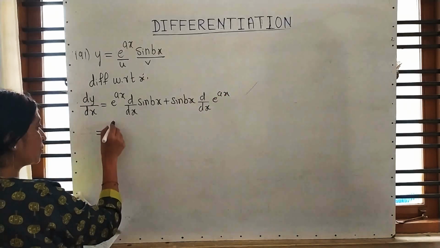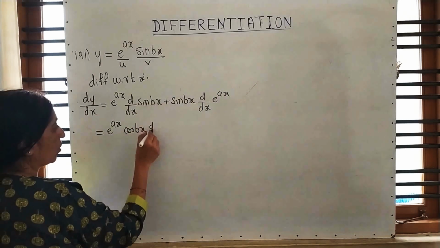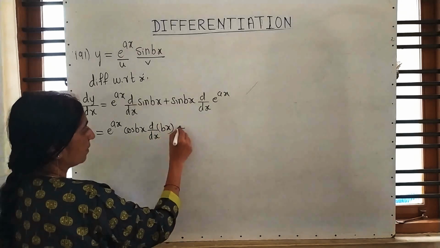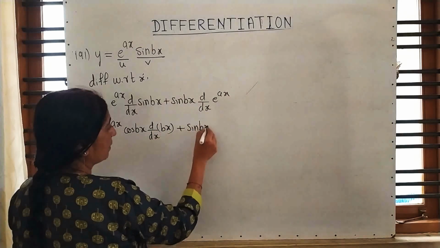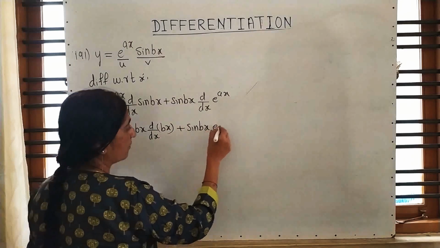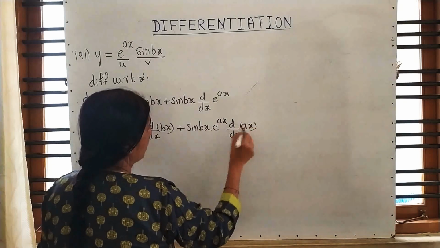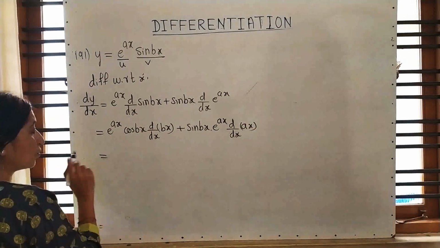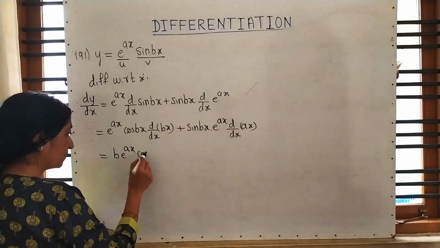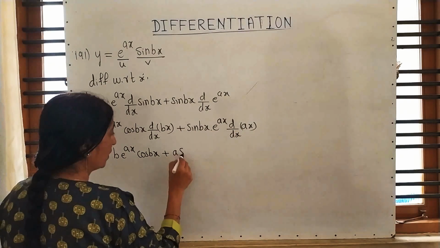I kept e raised to ax as it is. What is differentiation of sin bx? Cos bx into differentiation of bx, plus sin bx as it is. Differentiation of e raised to ax is e raised to ax into differentiation of ax. Here what is the differentiation of bx? Is it b or what? So write it first. And differentiation of ax is a. That also I wrote first.